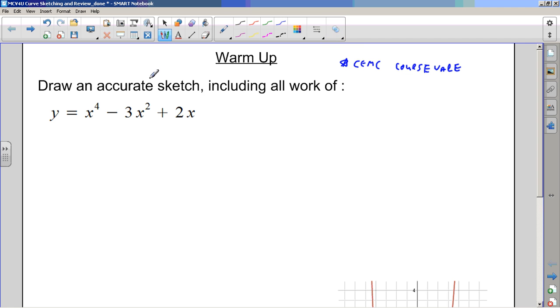So draw an accurate sketch, including all work, of this function. Right now we are thinking of our algorithm as being asymptotes, intercepts, and min maxes. But we'll make that a little more complex because we had the first derivative test, second derivative test, concavity, all that other business.